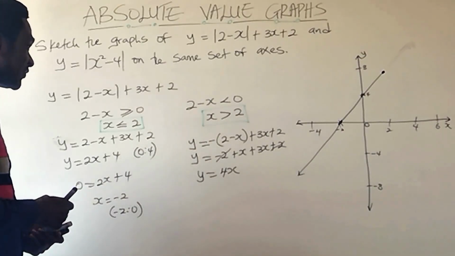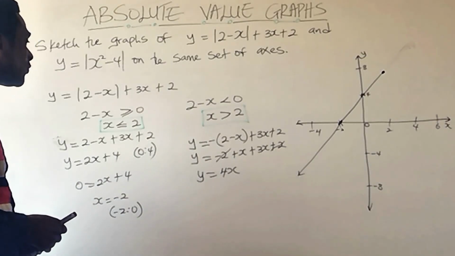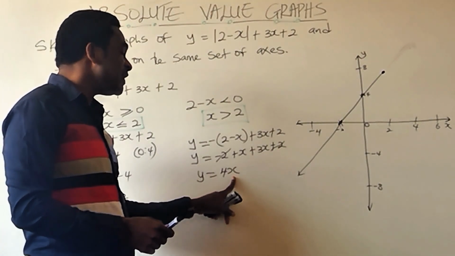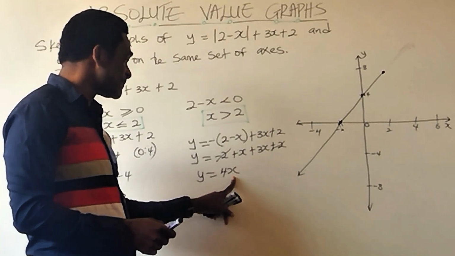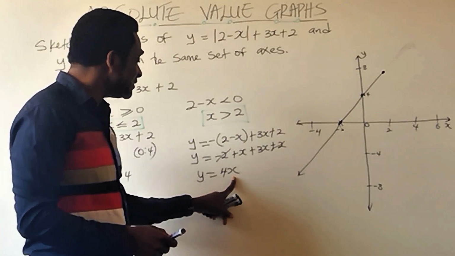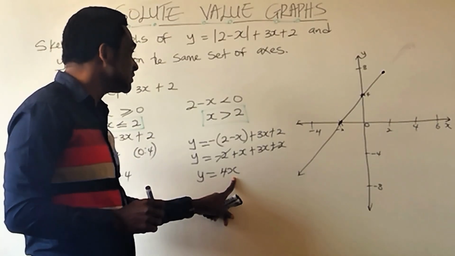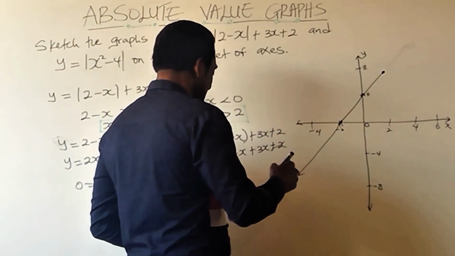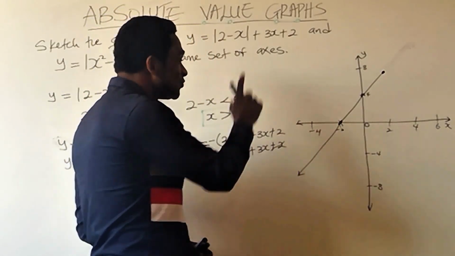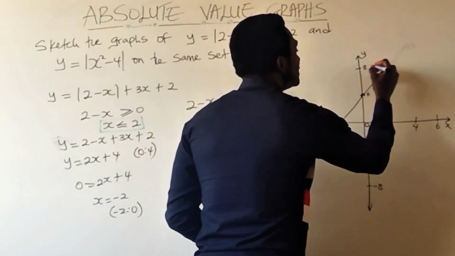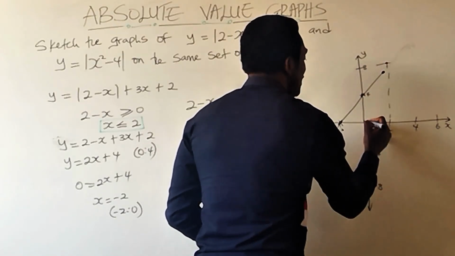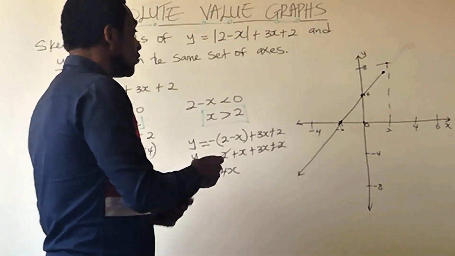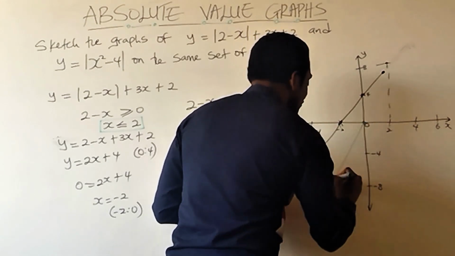Now let's look at the other graph. We have y equals 4x. The x and y intercept for this will be 0. But we need to get the slope of the graph. So let's take one more point. If x is equal to 2, y will be equal to 4 times 2, which is 8. So we can get (2, 8), and we have (0, 0) as our intercept. So we can have this graph.